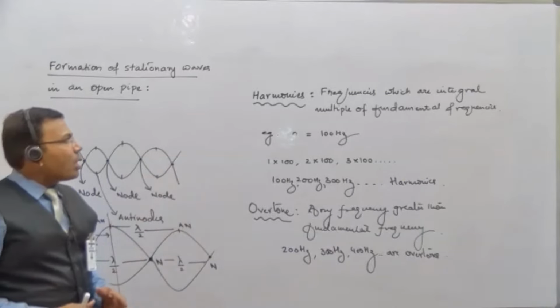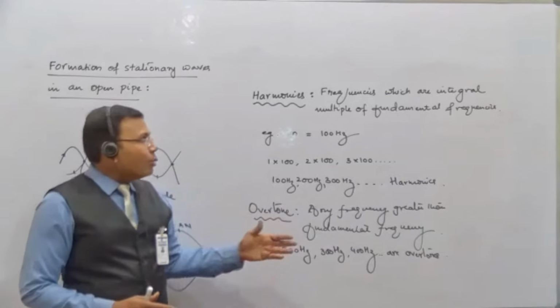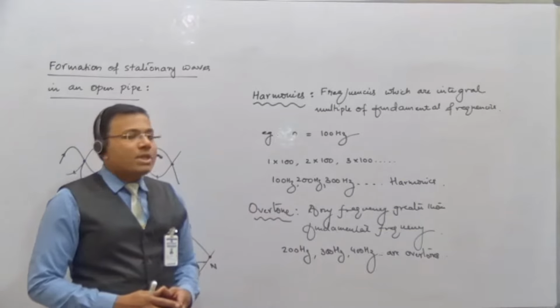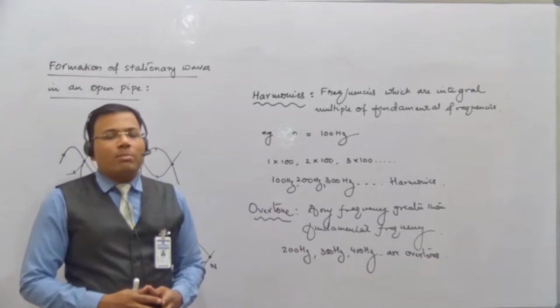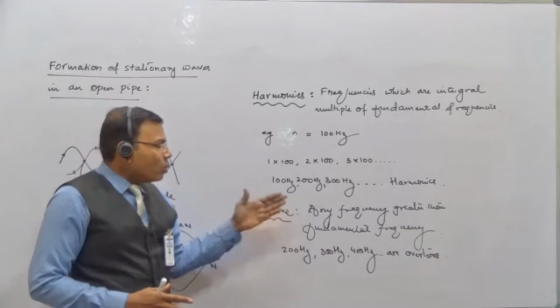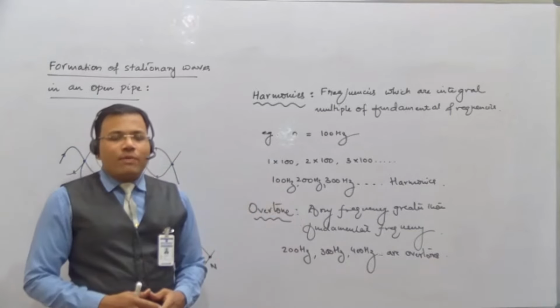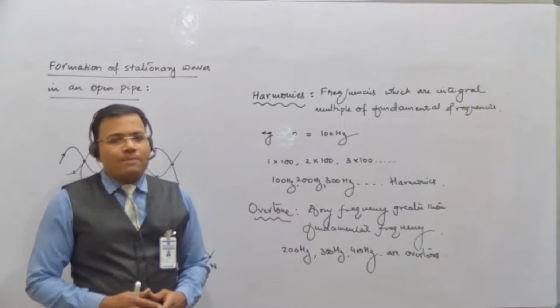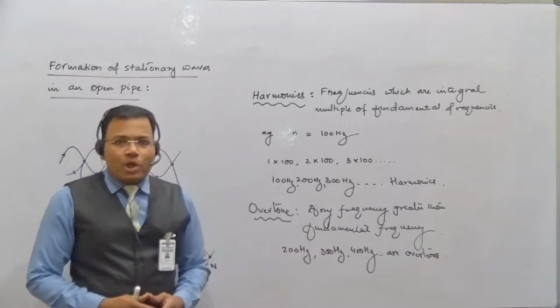Now, coming to harmonics and overtones. Frequencies which are integral multiples of the fundamental frequency are called harmonics. The example I have given you. Overtone means any frequency greater than the fundamental frequency. Hope you have understood.